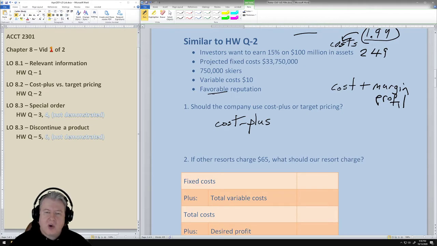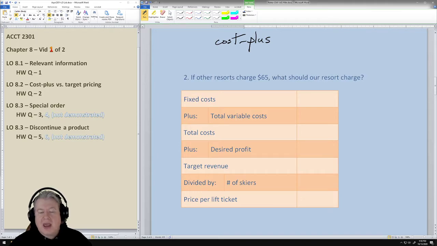So now we go in and say, okay, if other resorts charge $65, what should we charge? Well, $65 is okay information to understand. If we were doing target pricing, we would have to work backwards from 65. But what we're going to do is say, nope, let's look at what our costs are and then make sure we mark it up the appropriate amount.